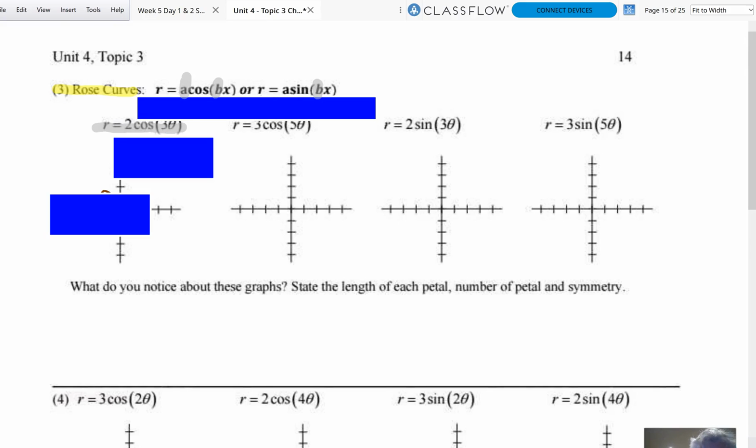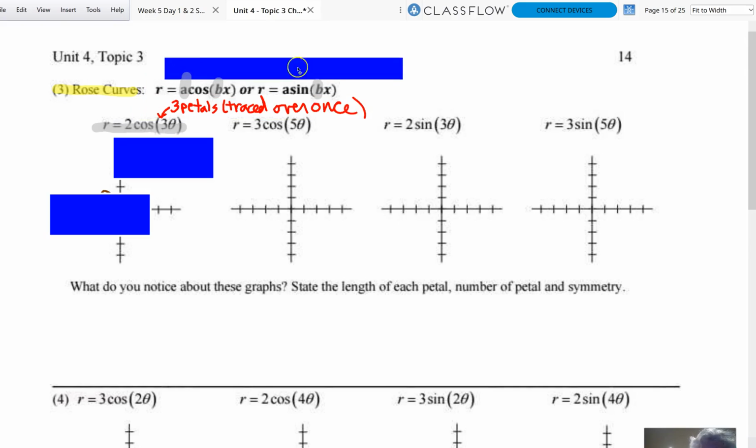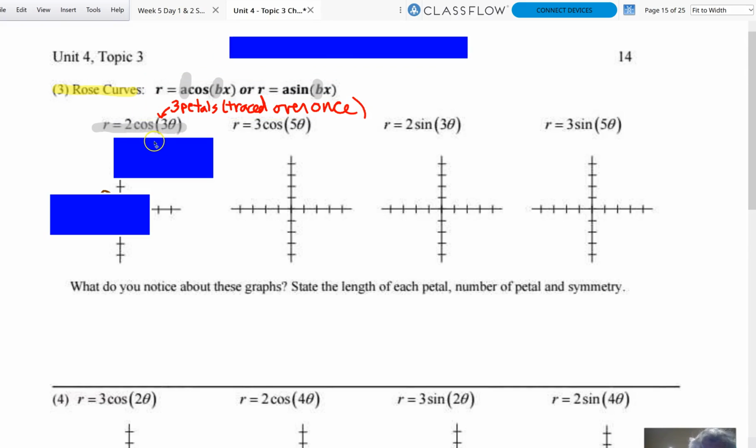From our rose patterns or rose curves, the number, or the B, is going to tell you the number of petals. This one is going to have 3 petals. It actually has 6 petals because you're going to trace over them just like we did with the circle in our first GeoGebra. We got one yellow circle, and then to finish between pi and 2 pi, we traced over that yellow circle again. Well, the same thing happens with these 3 petals.